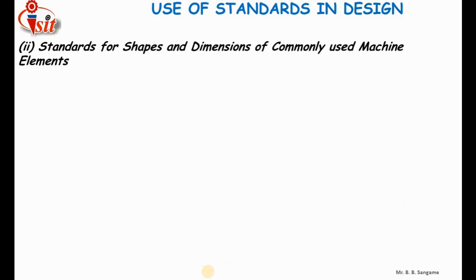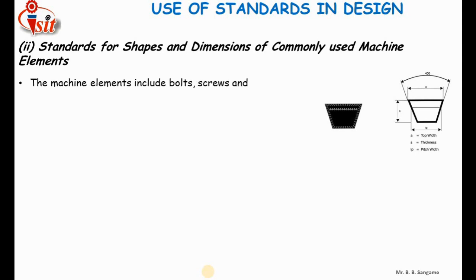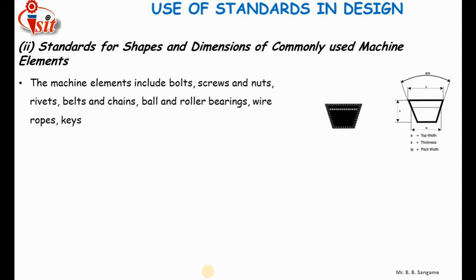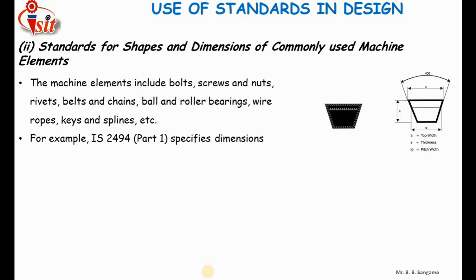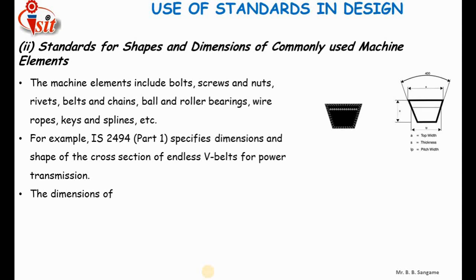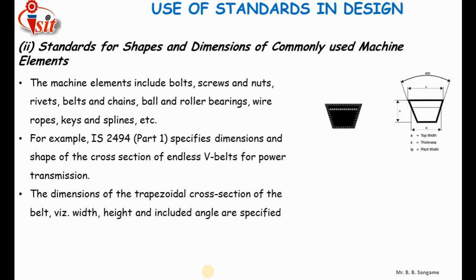The second is standards for shapes and dimensions of commonly used machine elements. There are some commonly used machine elements for which standards are available. There is no need to design these elements like bolts, screws, nuts, rivets, belts, chains, ball and roller bearings, wire ropes, keys and splines. Frequently these machine elements are used in many mechanical machines, so a design engineer should not go for the design of these individual elements.